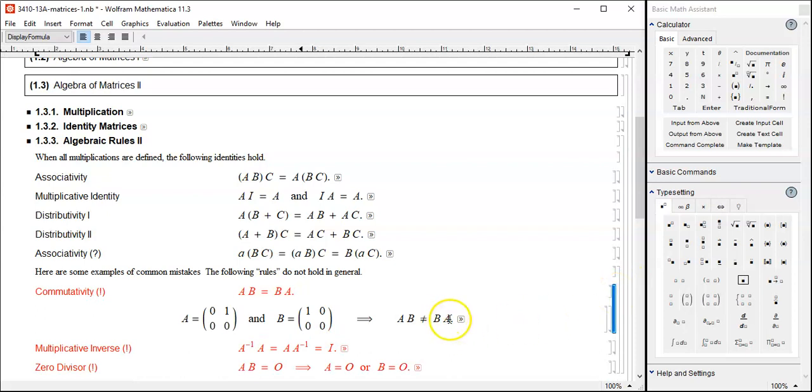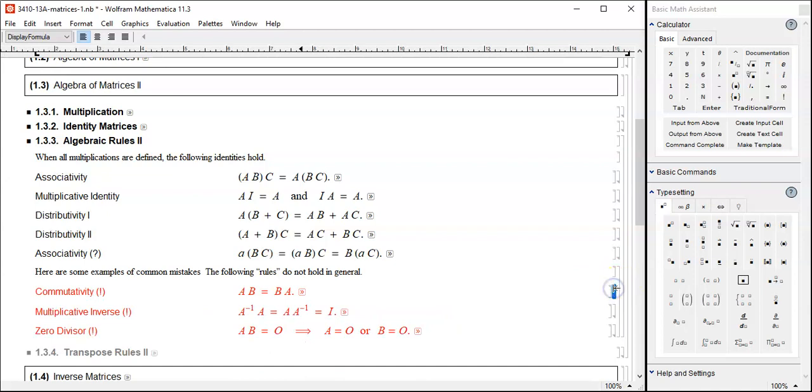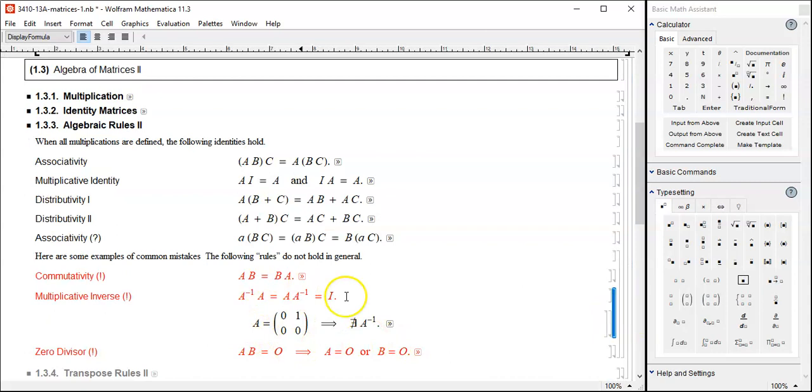Well, here are some counterexamples here, but that's not really important. I mean, this is not a linear algebra class, so we're not going to go into proving or disproving that kind of thing. Just remember the commutativity fails. And multiplicative inverses do not always exist, so there are some matrices that cannot be divided, basically.